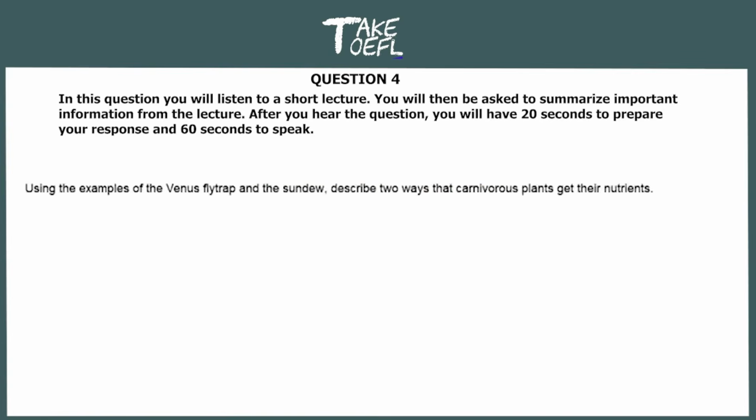Using the examples of the Venus flytrap and the sundew, describe 2 ways that carnivorous plants get their nutrients. Please prepare your answer after the beep.